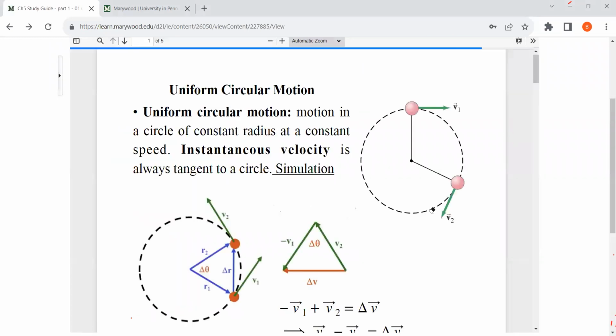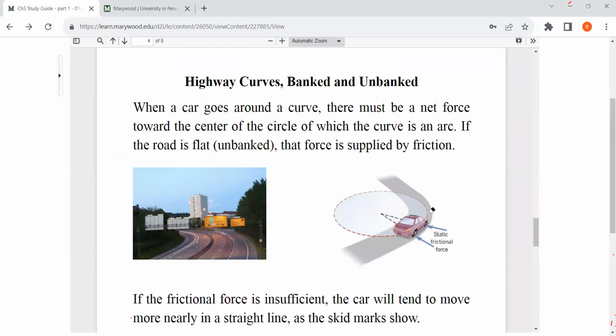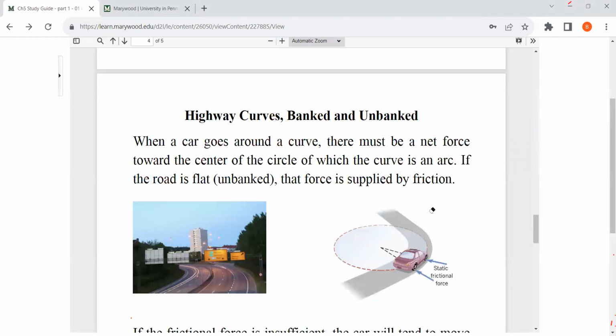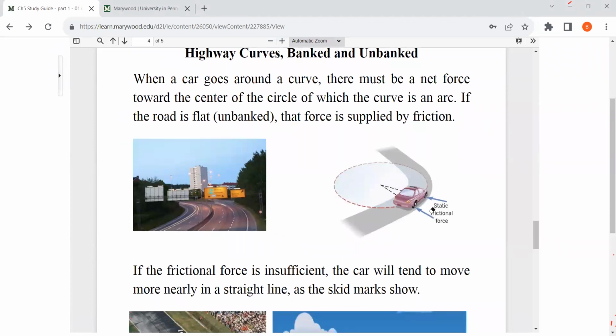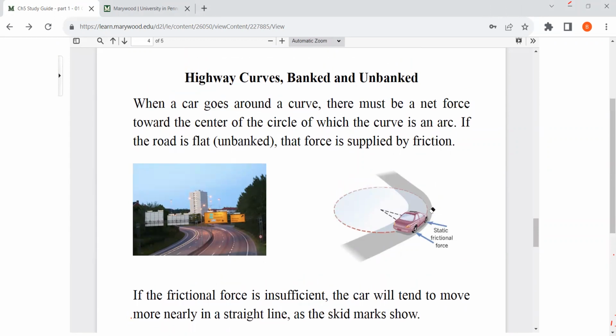Let's go back to the study guide. A few more things I want to tell you. The highway curve is actually the last thing I'm going to teach today. There are two types of highway curve: one is banked, one is unbanked. Unbanked is basically flat. When the road is flat, we call it unbanked.